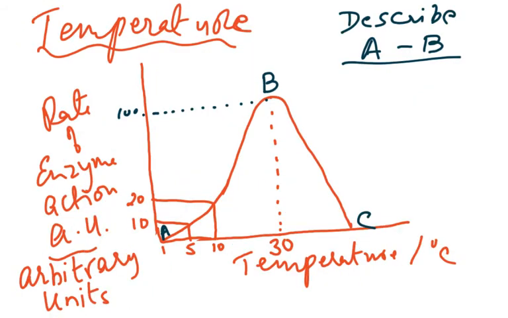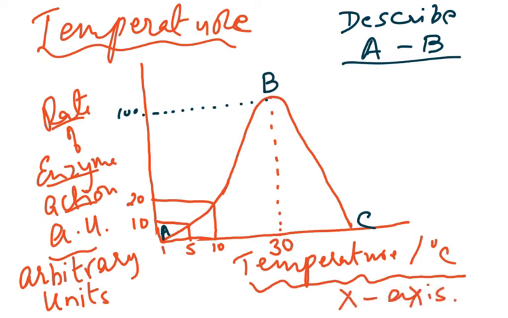Now let's understand the effect of temperature on the rate of enzyme action. So we have the rate of enzyme action here on the y-axis. We have temperature in degrees Celsius on the x-axis. Please remember this is the independent variable, so we are going to change it and take different temperatures and study the effect of it on the rate of enzyme action. Now I've asked you to use the terminology of arbitrary units. Arbitrary units means that we have given some random units to it.